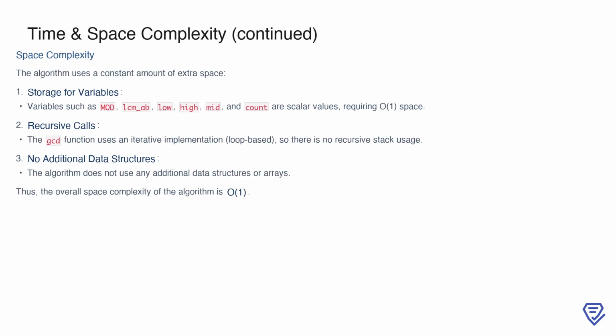The algorithm is highly efficient in terms of space usage, as it only requires a constant amount of extra memory. First, we store a few scalar variables such as mod, LCM_b, low, high, mid, and count. Since these are simple variables, they only take up O(1) space. The GCD function, which is used during the computation of the LCM, is implemented iteratively rather than recursively, so it does not add any extra space for a recursive call stack. Moreover, the algorithm does not utilize any additional data structures such as arrays, lists, or hash maps. As a result, the total space complexity is O(1), making this solution very memory efficient.